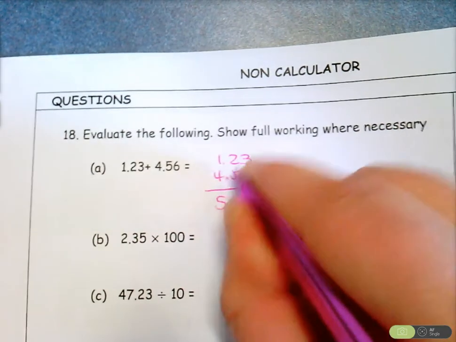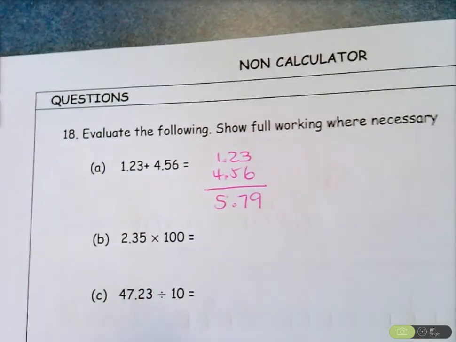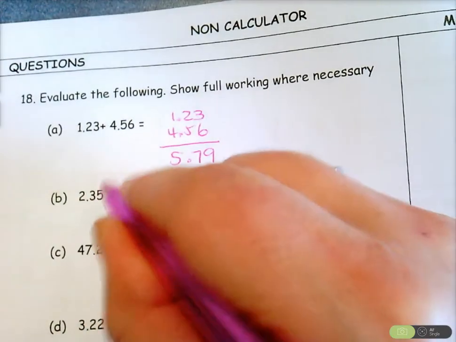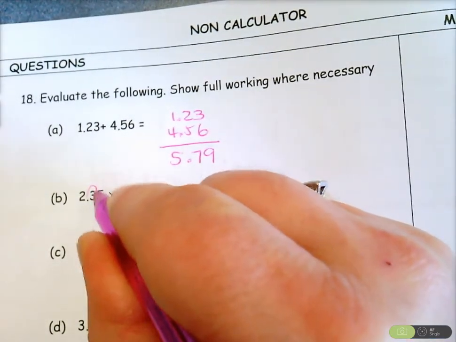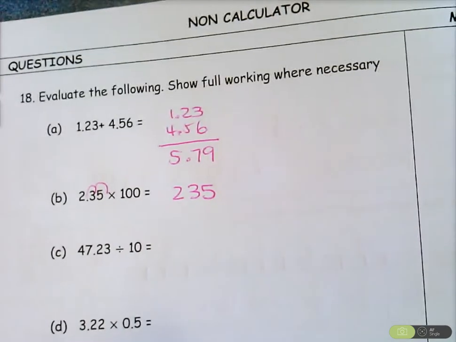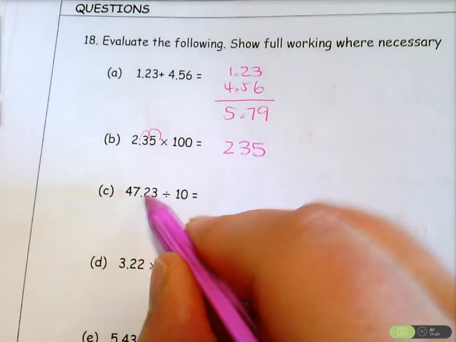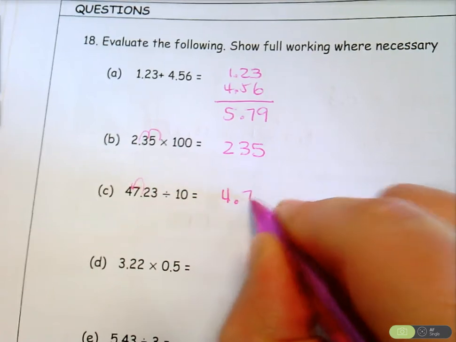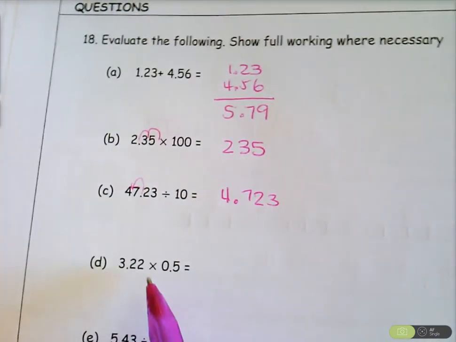Keep the decimal points underneath each other, 5.79. When multiplying by 100, you move the decimal place 2 places to the right, you get 235. When you're dividing by 10, you move the decimal place 1 back, and you get 4.723.